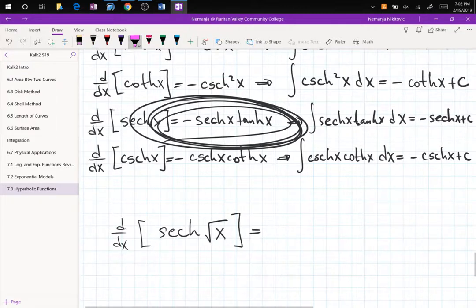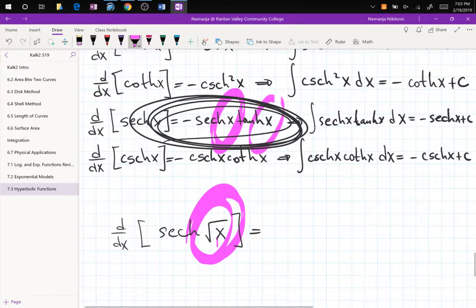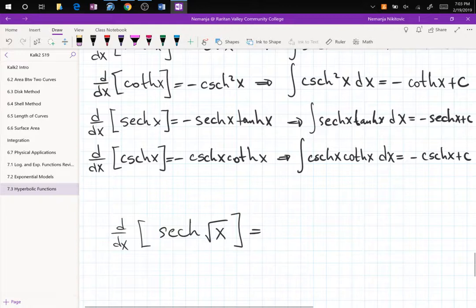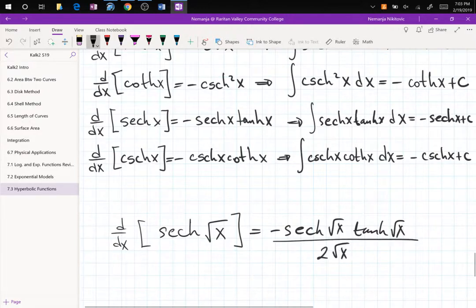Since our input function here is root x, then root x has to go for these x's in there. And then we have to multiply it by the chain rule, which is the derivative of root x. So now, what do I have? I have negative secant hyperbolic root x tangent hyperbolic root x divided by 2 root x.